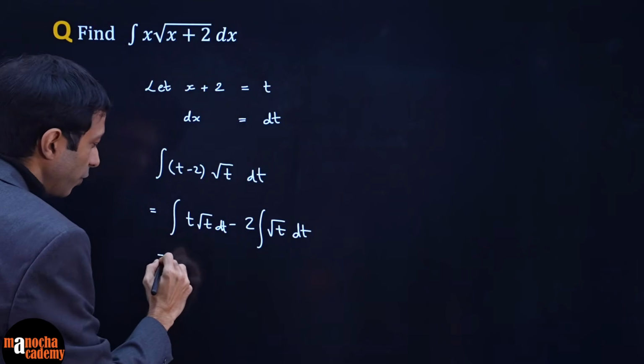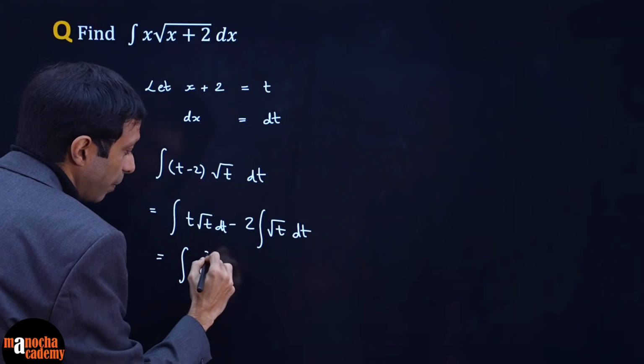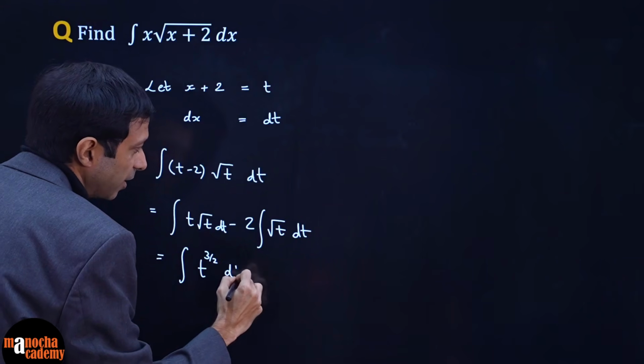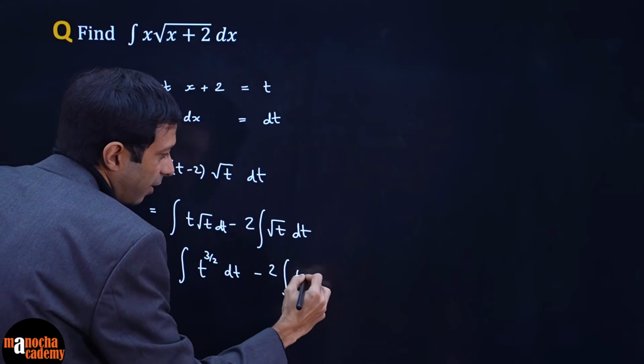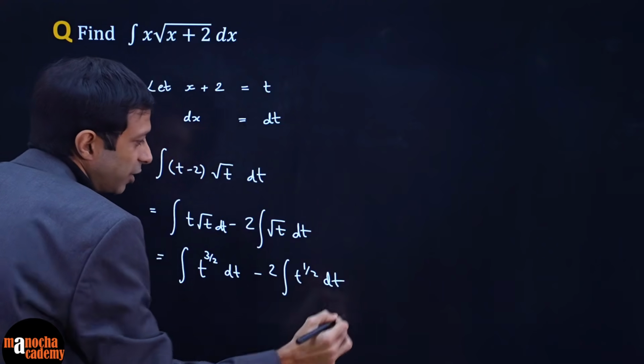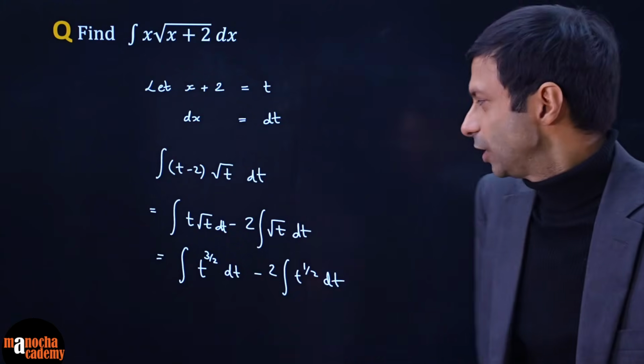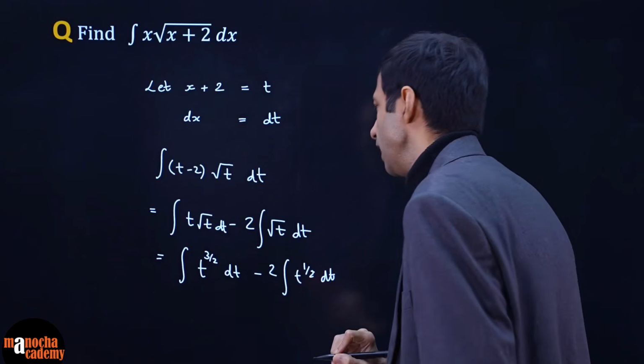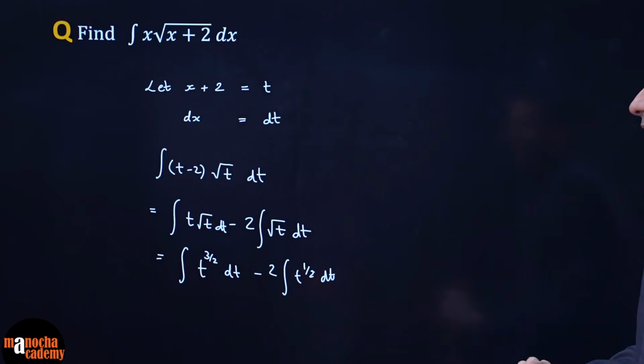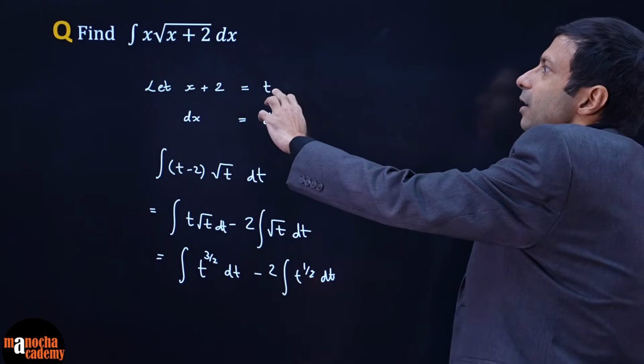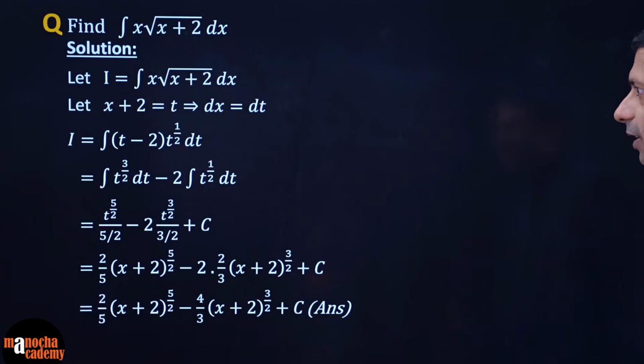Because this will now give you integration t to the power 3 by 2, combine the powers, t to the power half. Now you can finish that for me? Yes or no? Can you finish this for me? Tell me yes or no? Yes. This is easy. We can do that. And then don't forget to put back t is equal to x plus 2. You guys can do that for me?